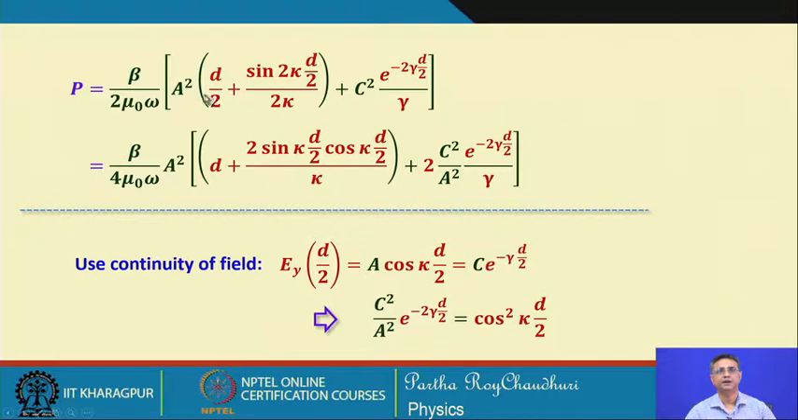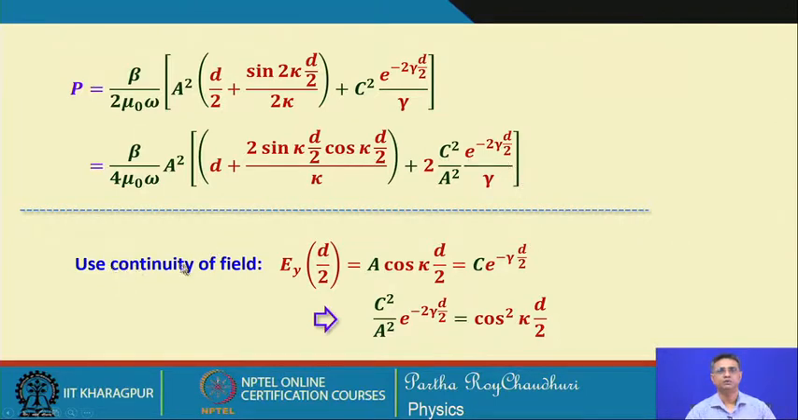Then we can write that P equals this: a square d by 2 sine of 2 kappa d by 2 over twice kappa, plus c square e to the power of twice gamma d by 2. I retain this d by 2 because we can use this kappa d by 2 factor for utilizing the eigenvalue equation. So, if you take 2 outside, then it reduces to this form.